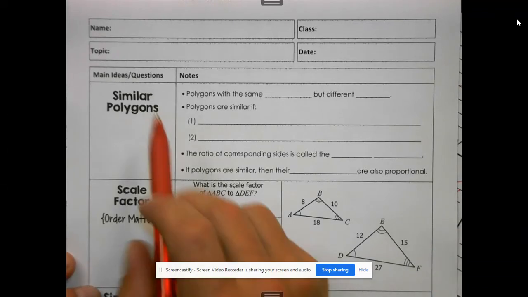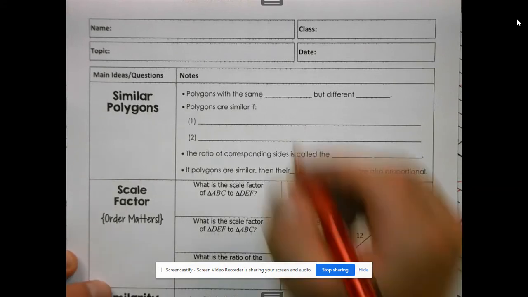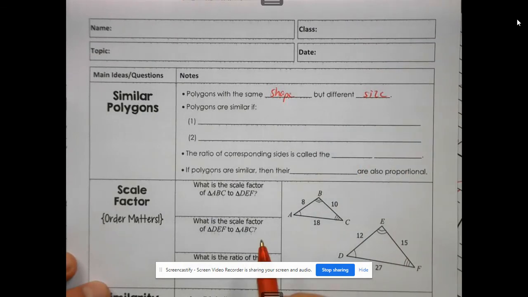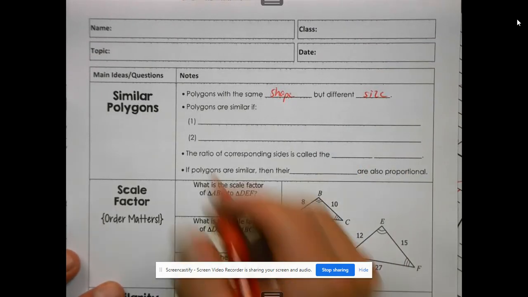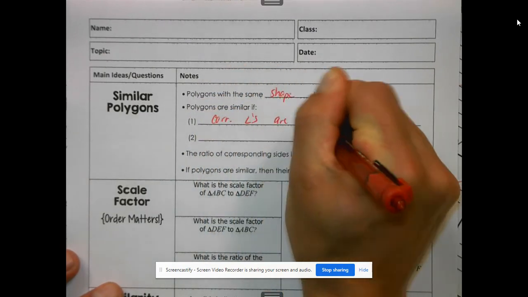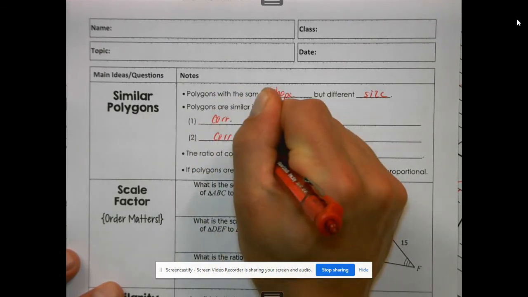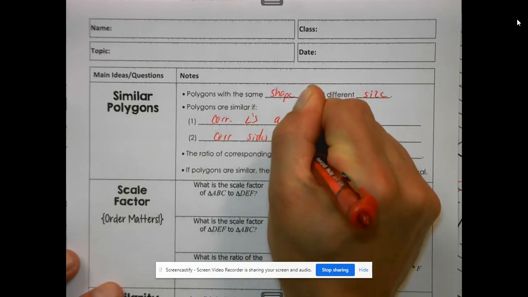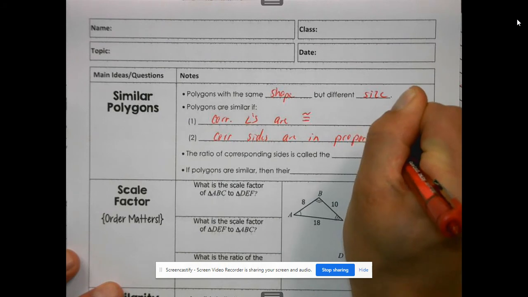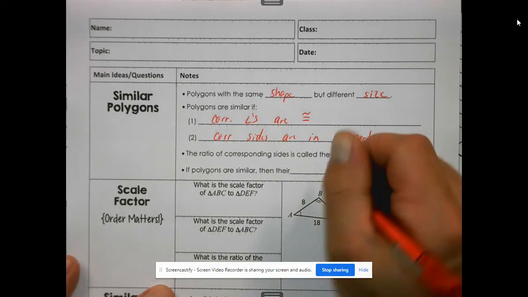All right, this lesson is on similar polygons. What are similar polygons? These are polygons with the same shape, but different size. Polygons are similar if corresponding angles are congruent and corresponding sides are in proportion. Third bullet, the ratio of corresponding sides is called the scale factor.